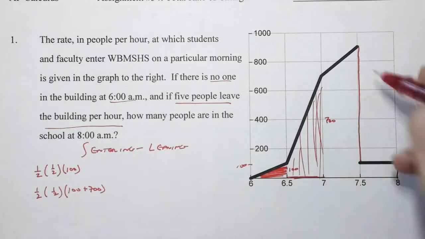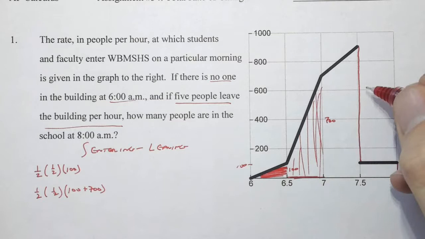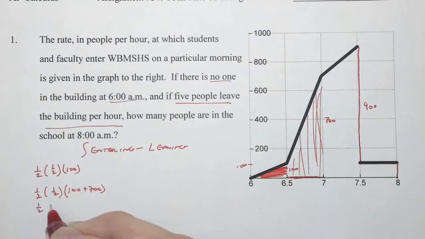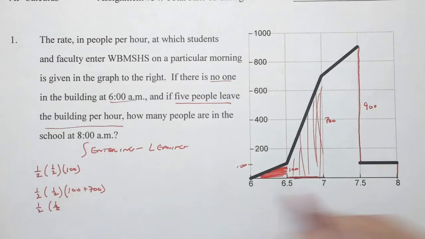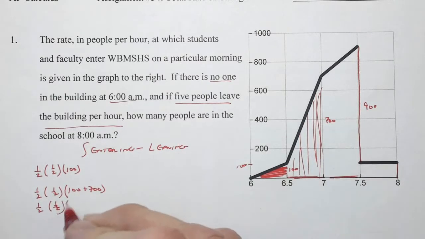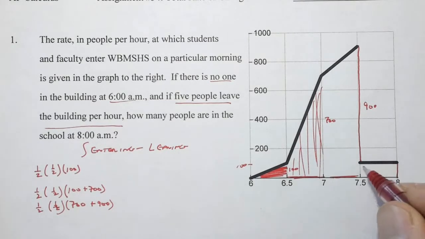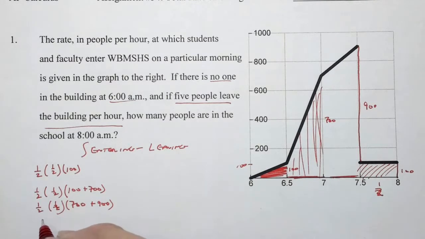Then we have another trapezoid. One base is 700, the other base is 900. So we have 1/2, the height, which is a half again because it's half an hour, and then 700 and 900. And then finally we have this rectangle right here, which is a base of a half and a height of 100, so base times height. All right, so we have to find all of these values.